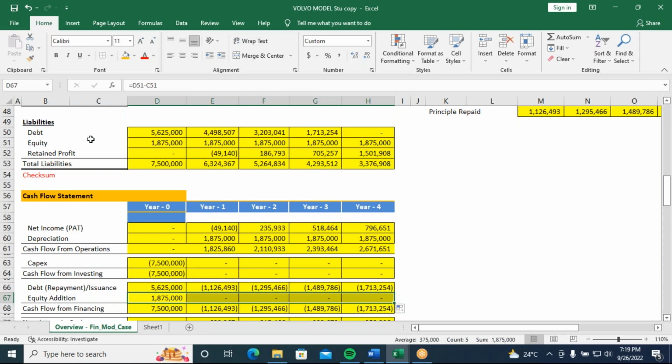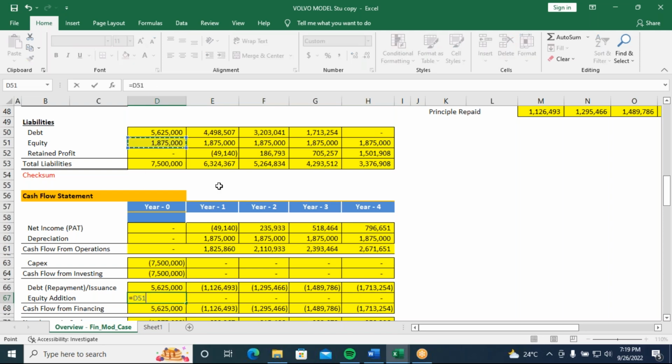So equity value, what we have calculated in the balance sheet under the liability side. See here, it is equal to equity, the year one minus the previous year's equity value, what we have. And that has to be dragged till the last.